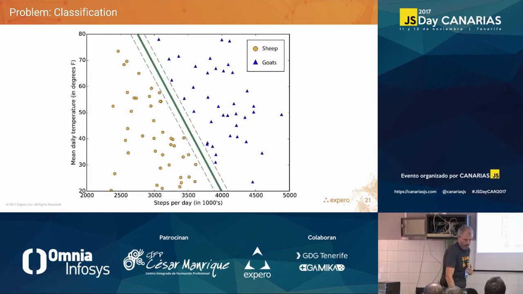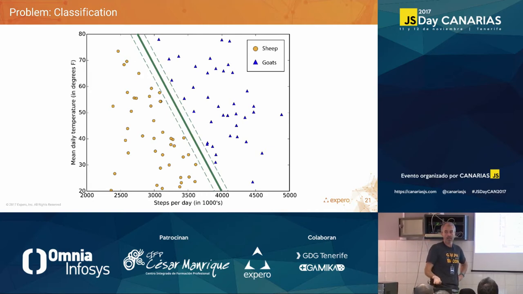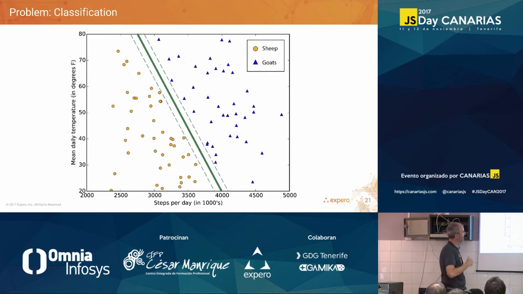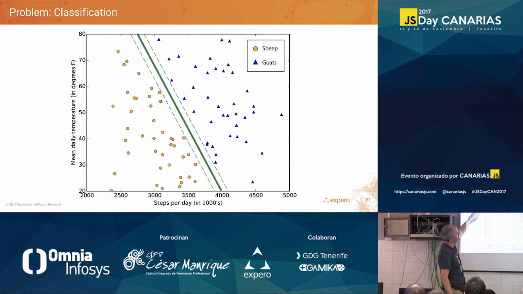Okay. So we're going to focus in these examples on one type of problem, which is classification, which I've just described. Is this a cat? Is this a dog? So taking some data and putting it into a class. In this case, it's ovejas y cabras. And it's just interesting that cabras walk more and like higher temperatures.